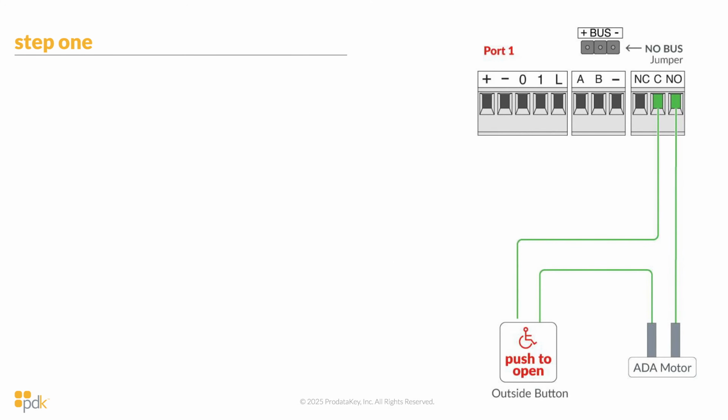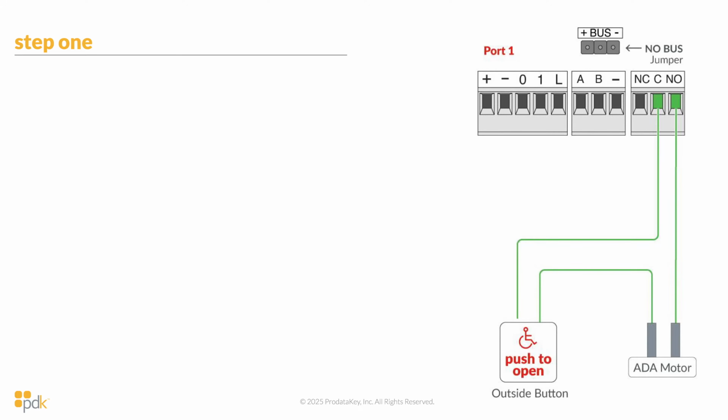So we're going to start really simple here. When we're integrating an ADA system, you're going to need to tie it through the access control system. The first piece you do, and this isn't the whole picture, all right, we're starting small and we're going to build on this, is going to be that outside button. You can see it labeled there on the bottom left. It is tied into both the ADA motor and the PDK board.